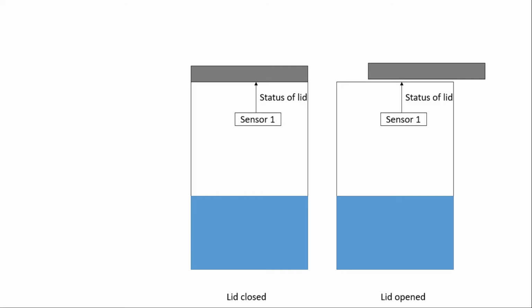As you can see from the hardware, the top ultrasonic sensor continuously monitors and gathers the distance between the sensor itself and the lid. If the distance between the lid and the sensor is too small, it can be inferred that the lid is in a closed position. If the lid is opened, then the distance will be a huge value, and hence it can be inferred that the lid is open.